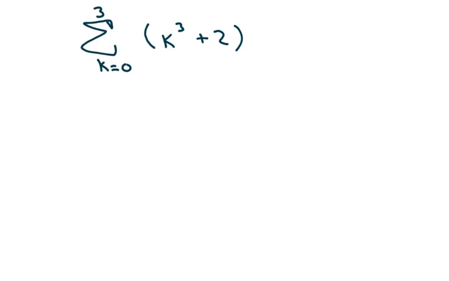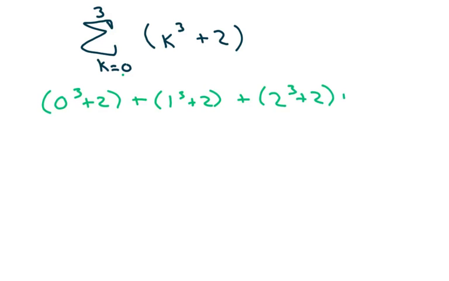And the last one we have is this one. Now we're starting at 0, which means we have 4 terms. So we have 0 cubed plus 2, plus 1 cubed plus 2, plus 2 cubed plus 2, plus 3 cubed plus 2. This equals 2 plus 3 plus 10 plus 29, and this all equals 44.